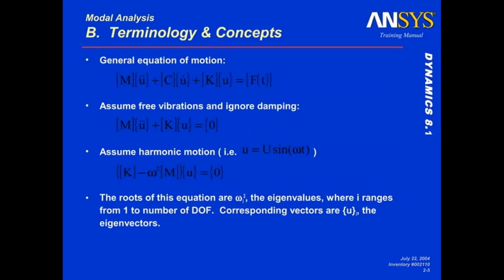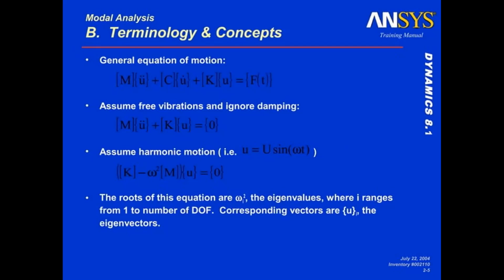The terminology and concepts. Here, M u-double-dot plus C u-dot plus K u is equal to F(t). Here M is the mass, K is the spring constant, and C is the damping. So these are the equations used in modal analysis in order to find out the natural frequency of a bar. And here is the modified equation.